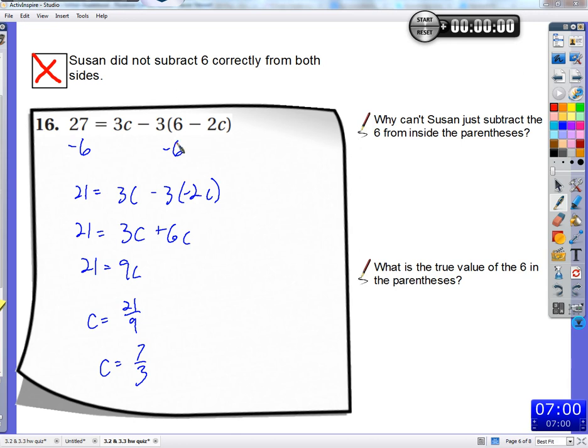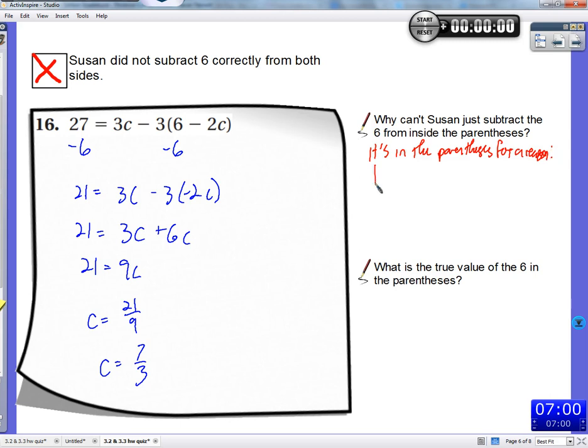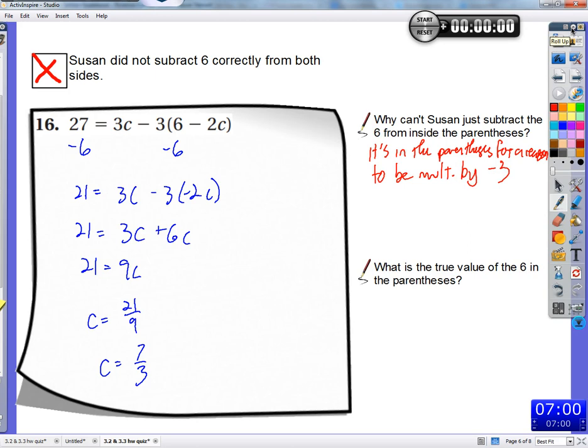And so subtracting six is to subtract something that's not quite right. That's not really a six. It's not really worth six. It's actually worth something else. It's worth whatever it is after what's supposed to happen to it happens. Okay? So, because it's in big parentheses for a reason, and that reason is to be multiplied by, let's say, negative three. That's the reason it's there.